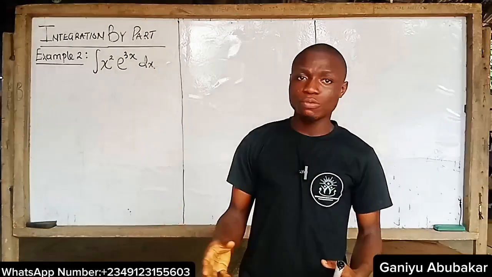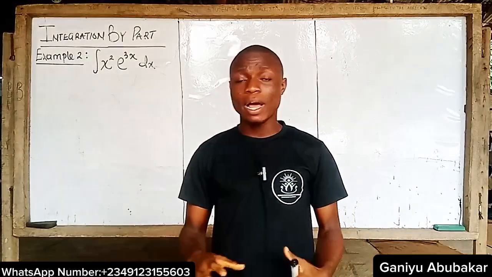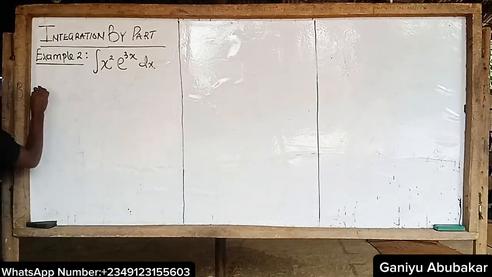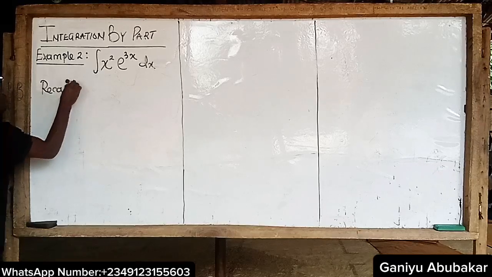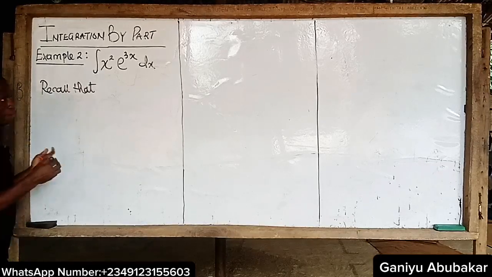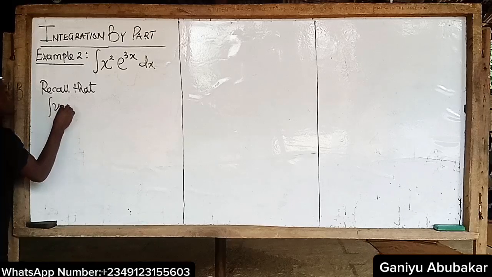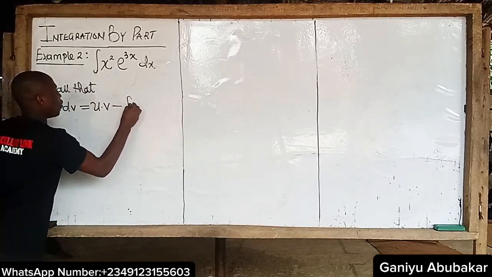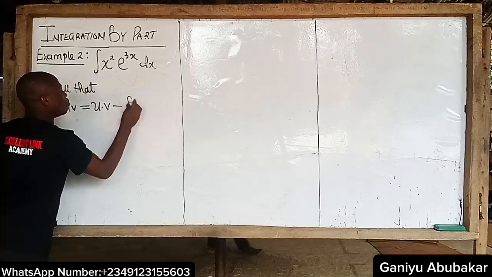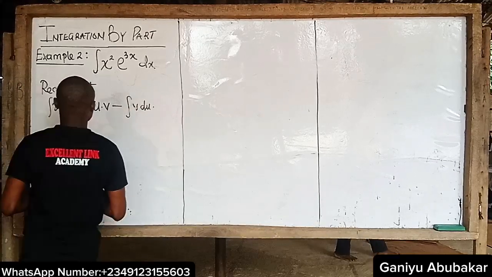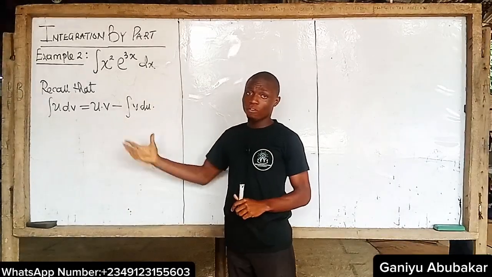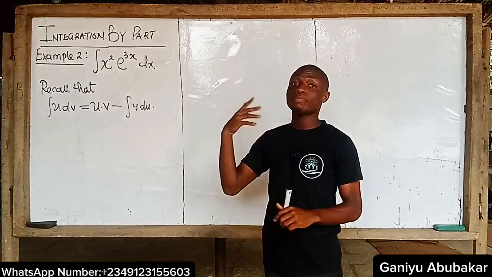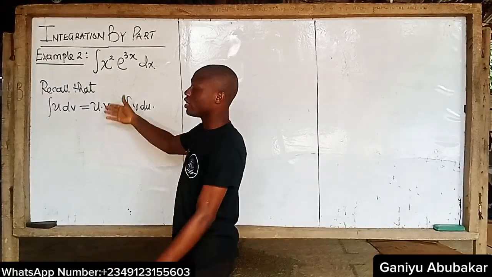When it comes to by parts, there is a formula, a mathematical expression, which I'll be giving you now. Recall that the integral of u dv is equal to u times v minus the integral of v du. So it becomes a mathematical expression for calculating problems under integration, or perhaps under integration by parts. All right, how do you solve this one now using this idea?